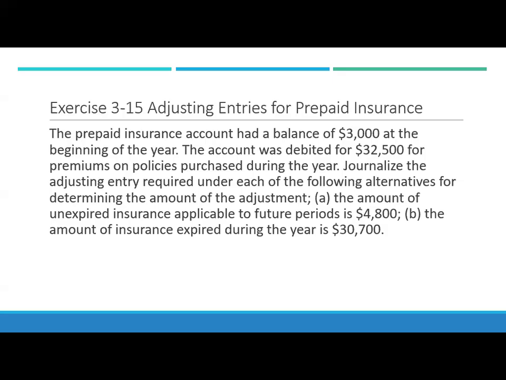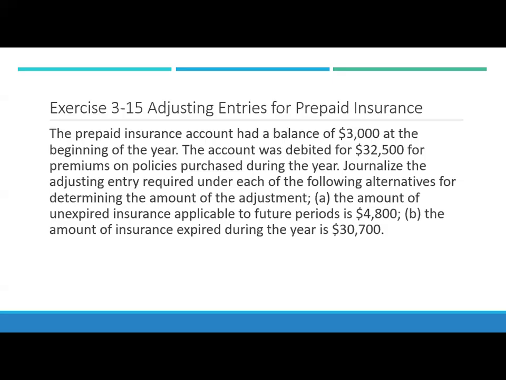So we have prepaid insurance. Then we have a beginning balance of $3,000. And we know it's an asset account, so it's going to be a debit balance. The account was debited for 32,500, and we can assume that that's insurance premiums that the business has paid throughout the period. And then the unexpired insurance left, that's what's going to remain as a prepaid on our balance sheet. That's 4,800.